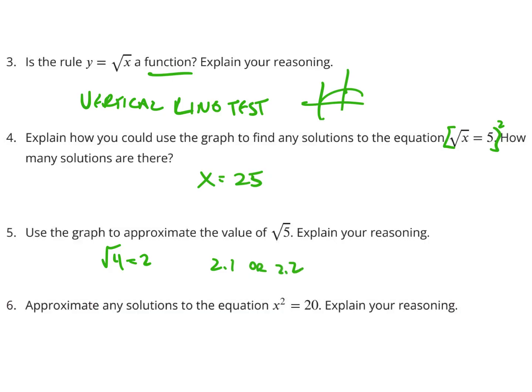Approximate any solutions to x squared equals 20. We take the square root. X is equal to the square root of 20. The closest perfect squares are 16 and 25. 20 is 4 away from 16 and 5 away from 25. So it's going to be closer to 4. So you could say like 4.2 or 4.3. Just approximating. You can always do it in a calculator and get a better representation or a closer representation of the actual root.